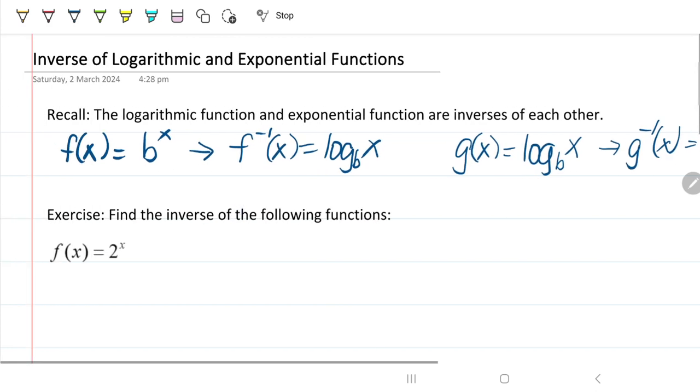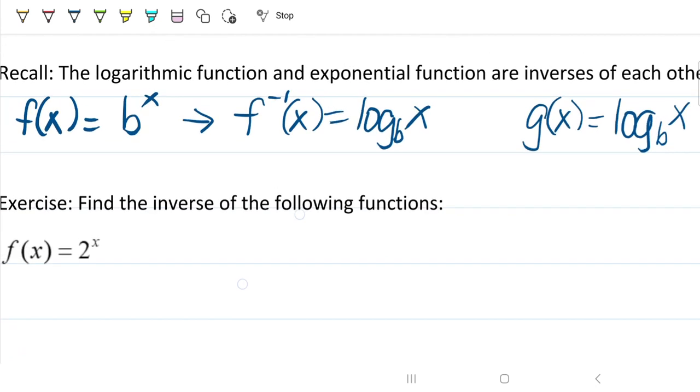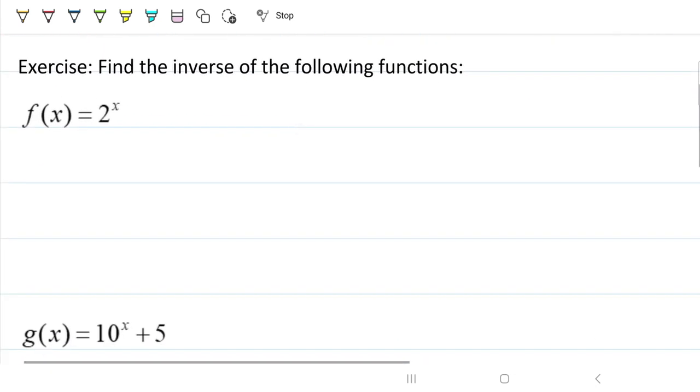Okay, so let's have some examples. Find the inverse of the following functions. Number one, we have f of x is equal to 2 raised to x. This is an exponential function, and we know that its inverse would be in the logarithmic form. So what we can do is to have the variables y and x first in our equation. I can write this as y is equal to 2 raised to x. Then we are going to interchange the variables y and x.